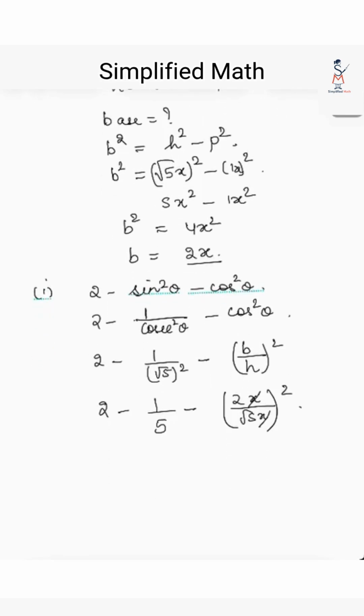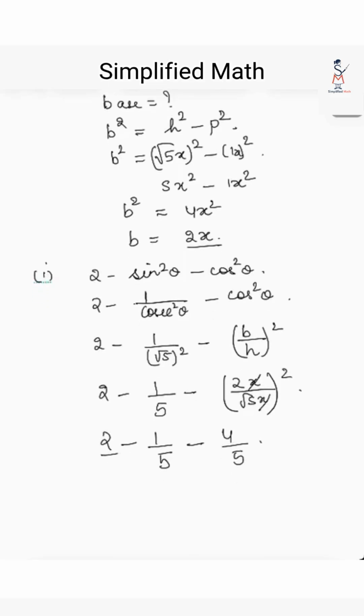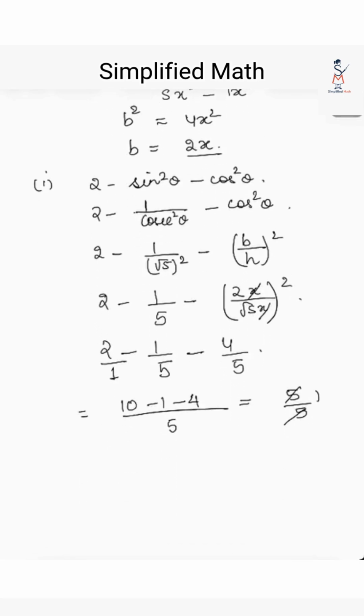This x and x will get cancelled. What are you left with? 2 minus 1 by 5 minus 4 by 5. Right? Now this 2 has no denominator, meaning it is 1. We'll solve it. The LCM will become 5. This will become 1 into 5, and then 2 also with 5. 10 minus 1 minus 4 will become 5 by 5. This is 1.